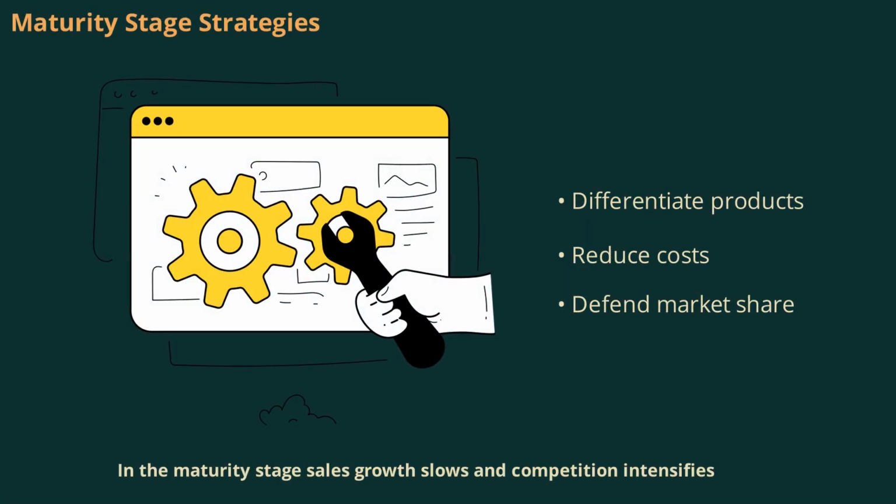In the maturity stage, sales growth slows and competition intensifies. Companies must differentiate their product through improved features or enhanced services. Prices may be reduced to attract price-sensitive customers, and promotional incentives are used to maintain interest. Distribution becomes more intensive, and efforts are made to win over competitors' customers. Managing costs and defending market share are critical at this stage.